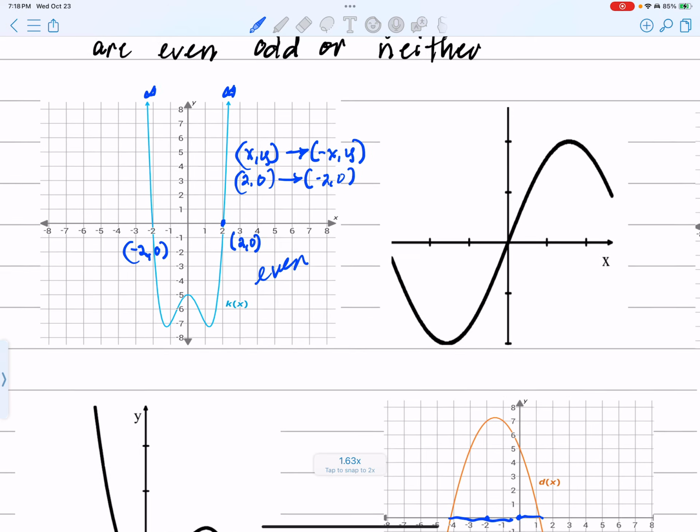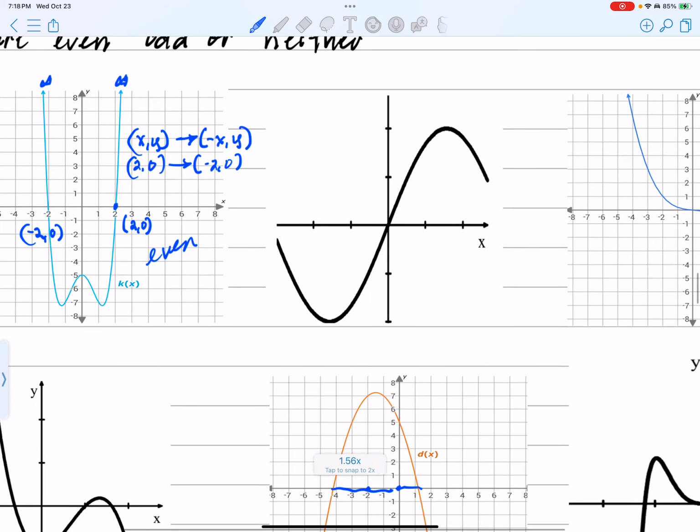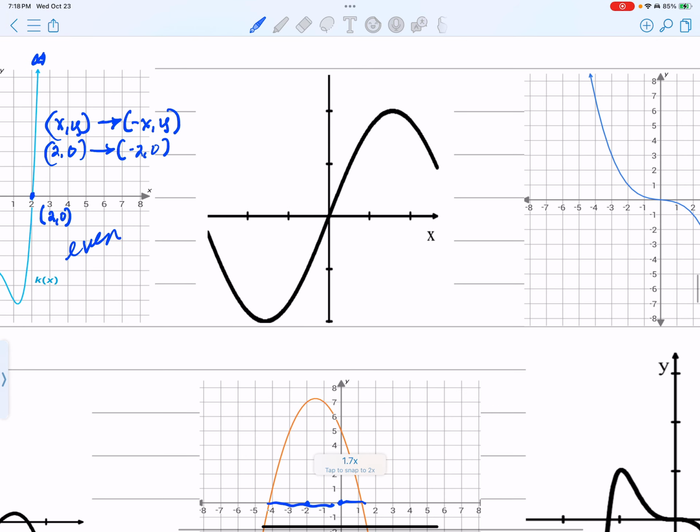Okay, the next one is going down. So this is negative infinity. And one is going up, positive infinity. So this is not even. This might be odd, if it crosses the origin here, 0, 0.